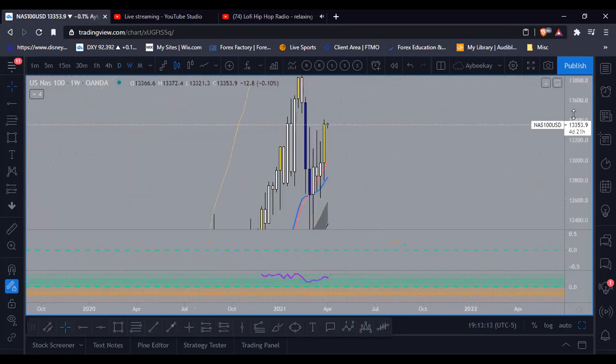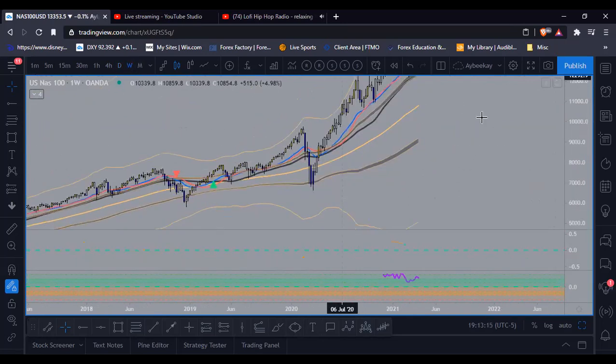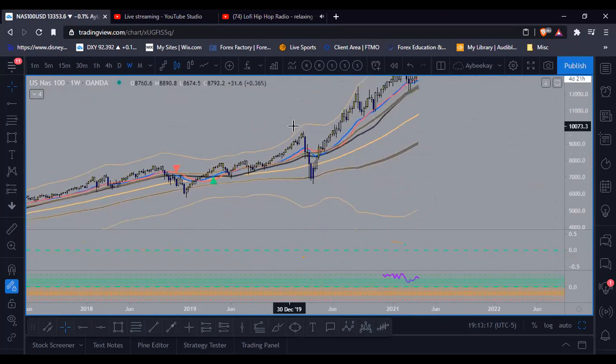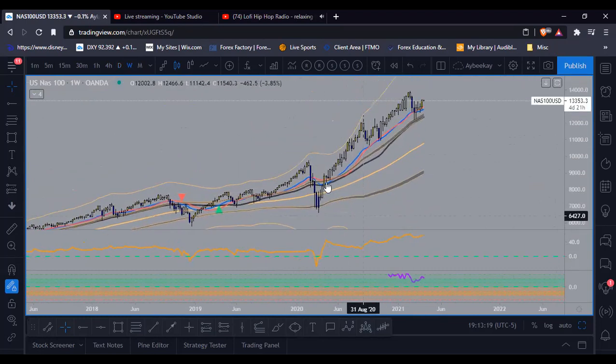Weekly time frame, this has always been bullish. Even when it did this dip from COVID, it was still bullish. That's crazy to me.